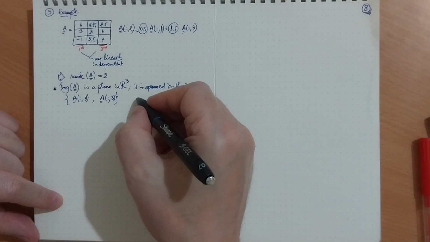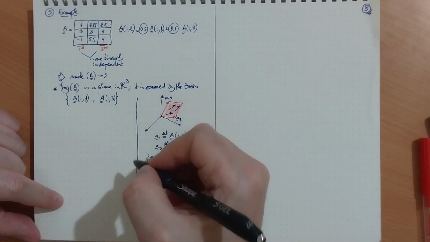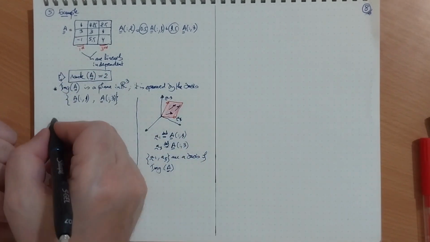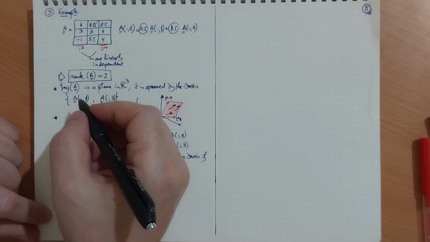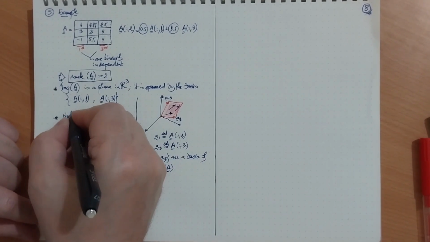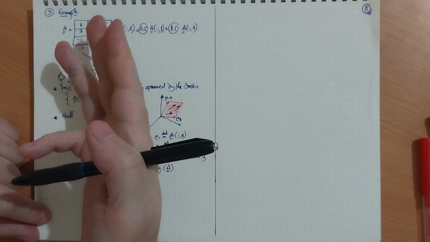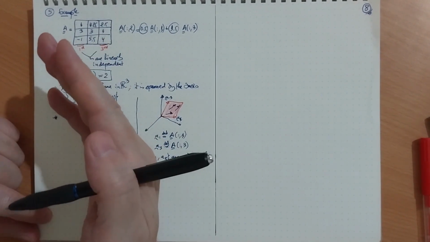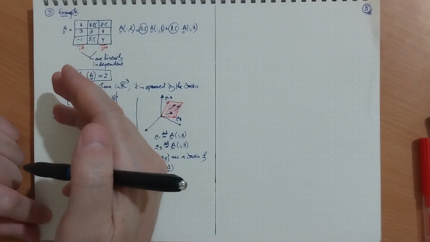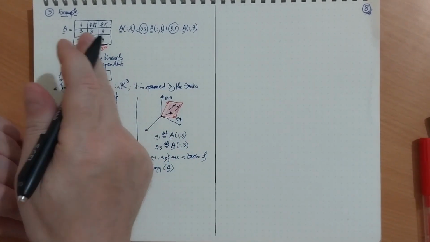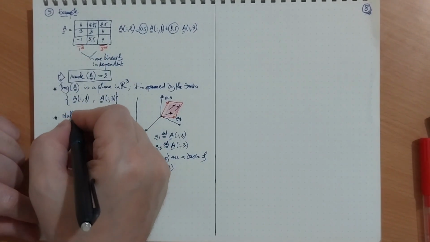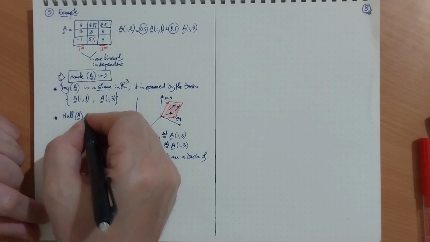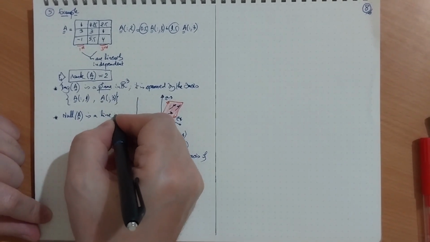So this is the first consequence of the fact that the rank equals 2. And the second is that the null space has a dimension of 1, because we have 3 columns and the rank equals 2. According to the rank theorem, the sum of the dimension of the null space and the image space must be equal to the number of columns. So the null space of A has a dimension of 1. It is a line. Here it is a plane, here it is a line in R3.